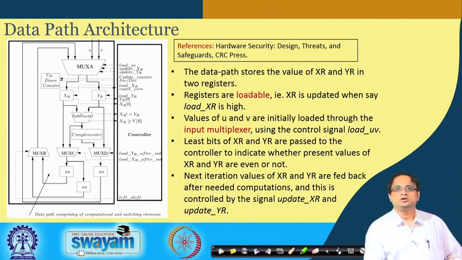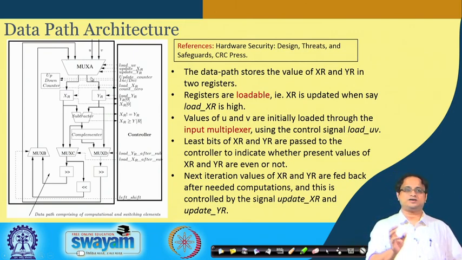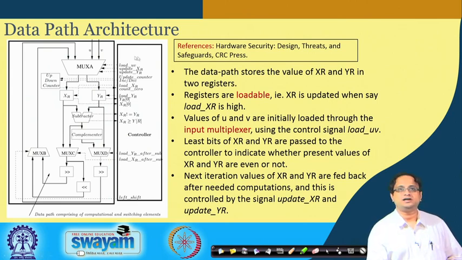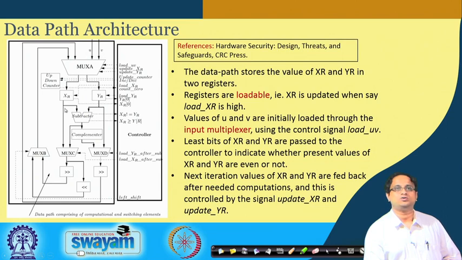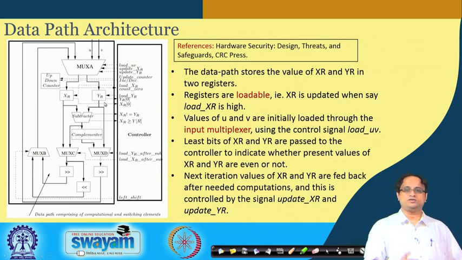The values of u and v are initially loaded through a big mux which I have placed here, which I call mux A. It is actually not one single mux, but is comprised of several muxes, so it is a kind of symbolic logic. It receives some inputs, for example load_uv. When load_uv is 1, then initialization happens. That means u and v are being loaded into XR and YR, and of course, you also have to make load_XR high and load_YR high to load the values of u and v into the registers XR and YR.